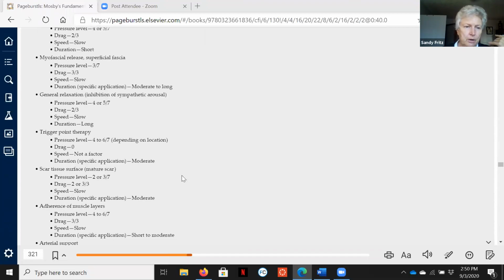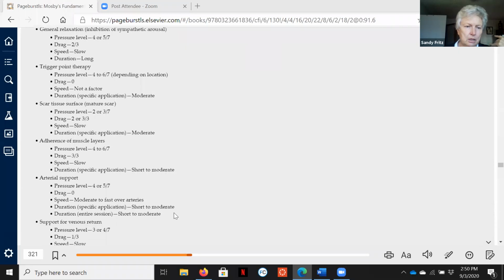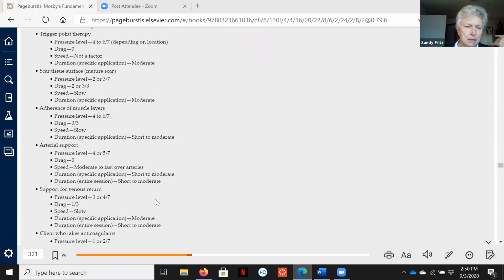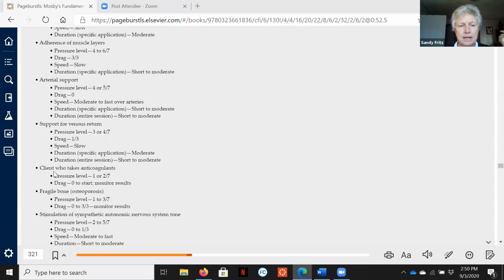So if we were going to take a look at clients taking an anticoagulant medication, we got to watch how much compressive stress is put down in the tissue. So the pressure level might be a 1 or 2. And the drag is minimal because that has the tendency to affect the capillaries in the area.